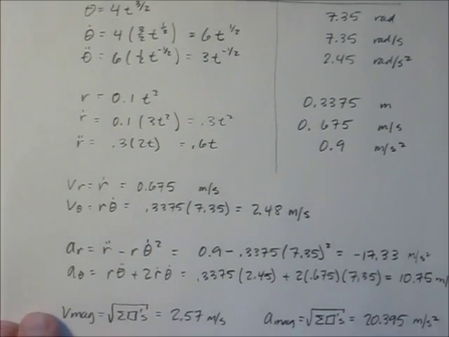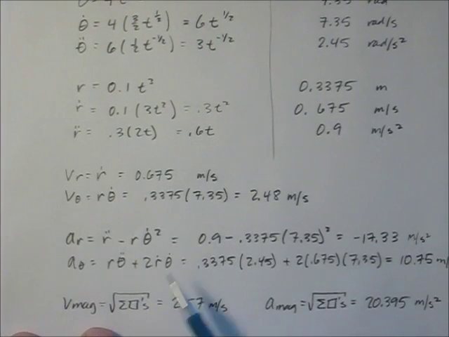Finding the magnitude then is easy. Just plug these two values in and take the square root of the sum of the squares, basically do the vector sum, and we get the magnitude of the velocity of 2.57. The magnitude of those two components of the acceleration is 20.4 meters per second squared.